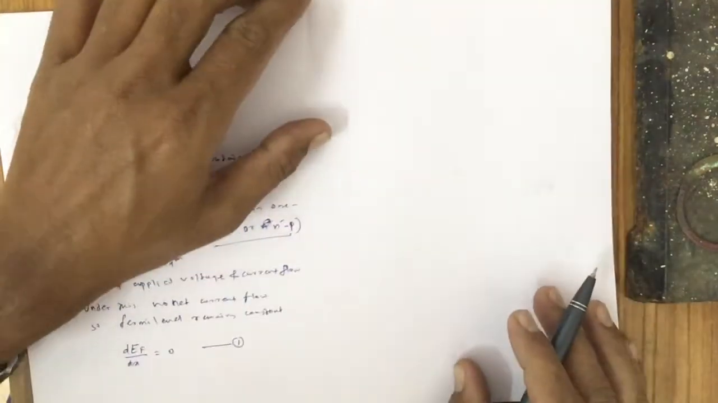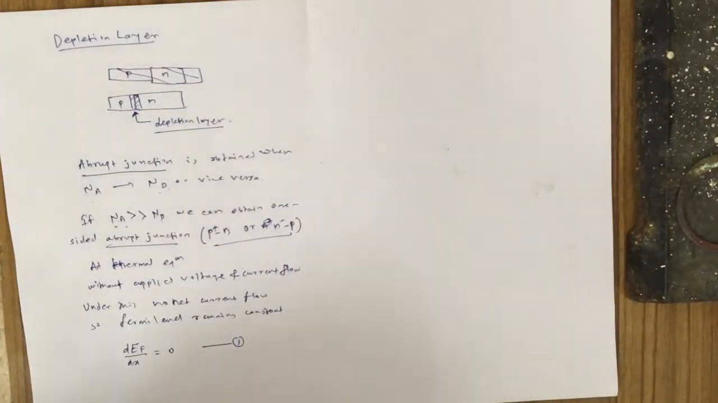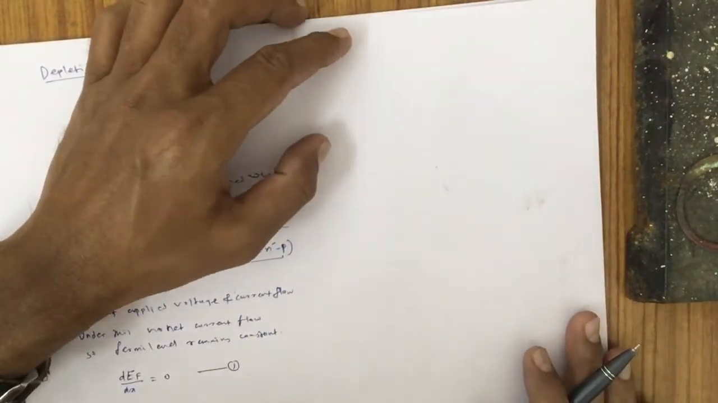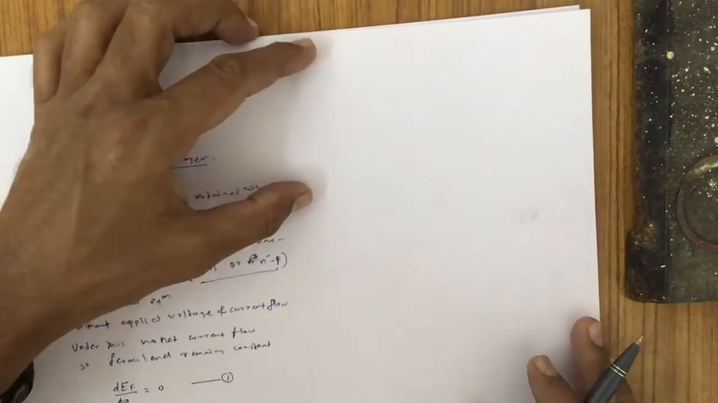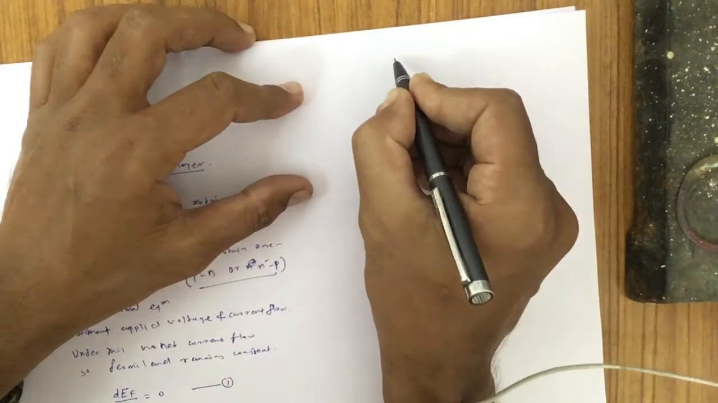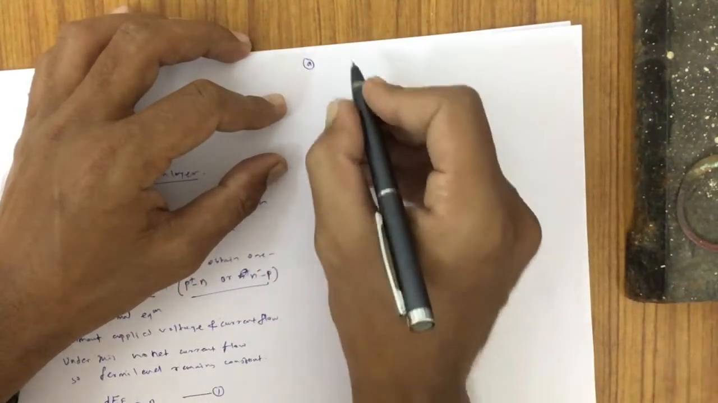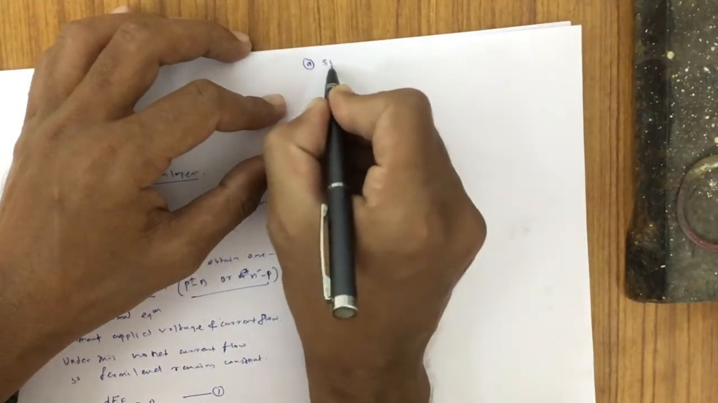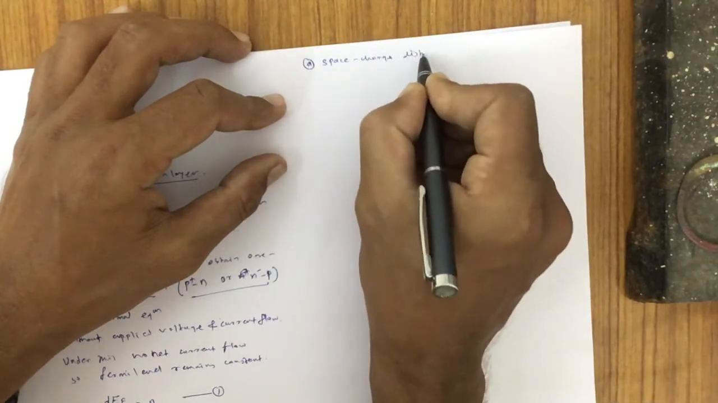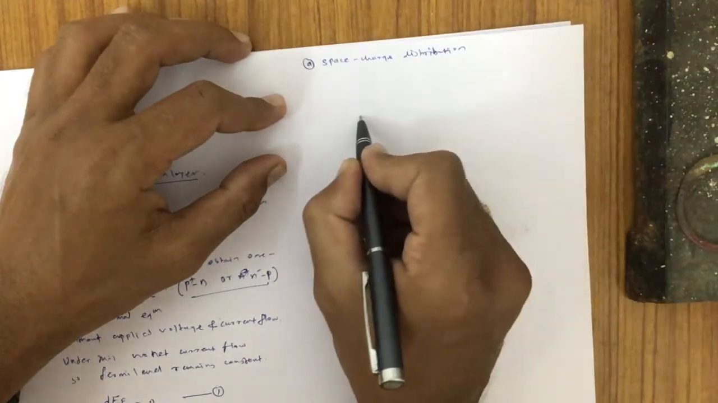Now let's try to draw the different kinds of diagrams corresponding to the P-N junction. The first diagram is for the space charge in the P region and the N region. So the first figure, I am just going to draw the space charge distribution.